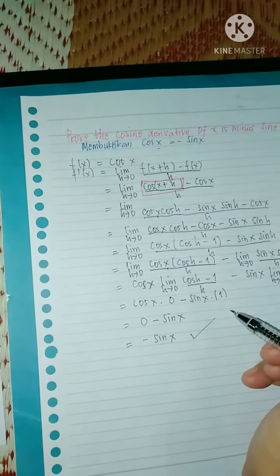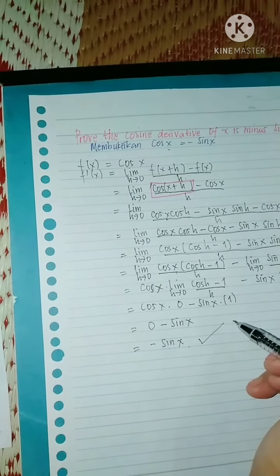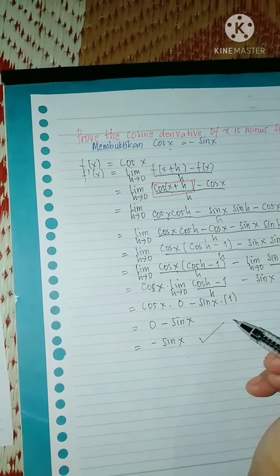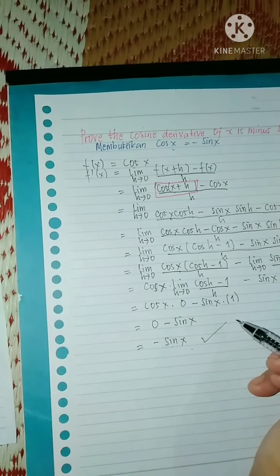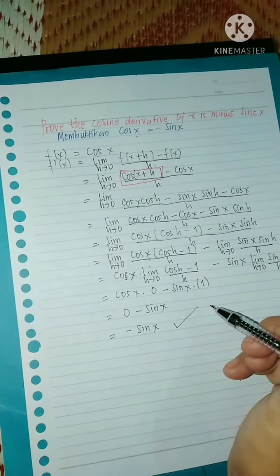Okay, my friends, that is all about proving that the derivative of cosine x is minus sine x.